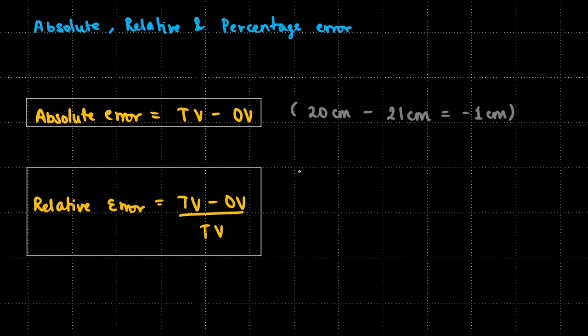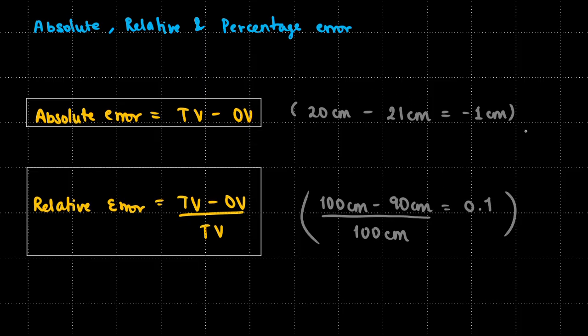So for example, let's just make this. Suppose the true value was 100 centimeter. The observed value was 90 centimeter. So when you measured, you got 90 centimeter, and divided by the true value, which is still 100 centimeter, you get 10 by 100, which is 1 by 10, or 0.1. So see, when we're talking about absolute error, the unit comes up. But when we're talking about relative error, the unit does not come up. So there is no unit right here.